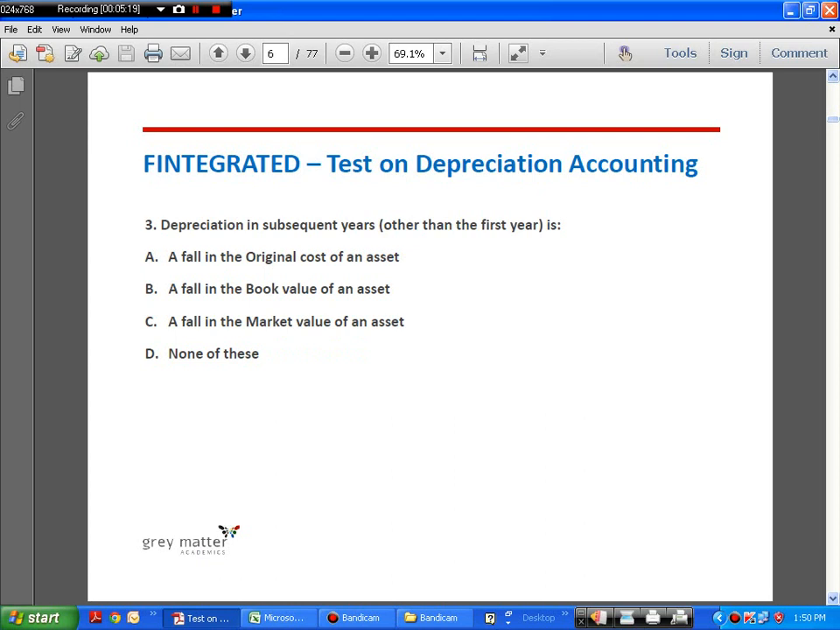Depreciation in subsequent years is a fall in the book value of an asset other than the first year. So as I told you, depreciation is a continuous and permanent decline in the book value of an asset. So the answer is B.